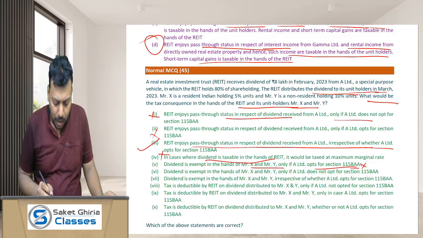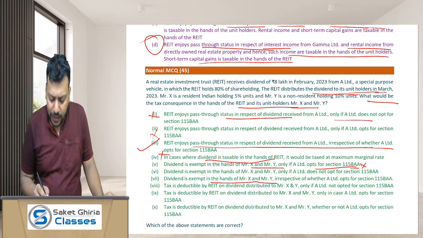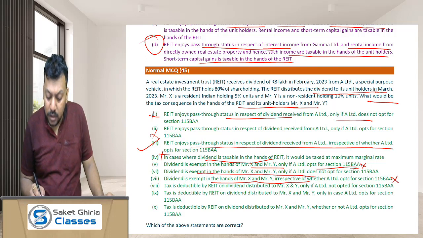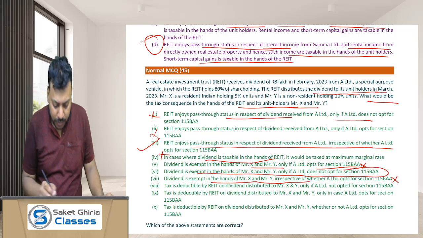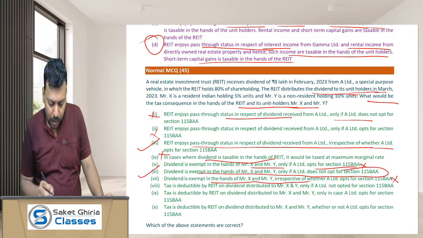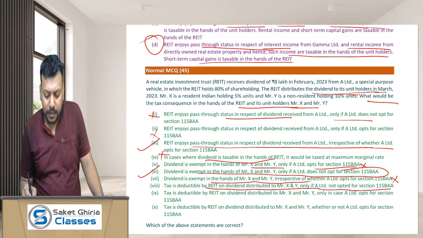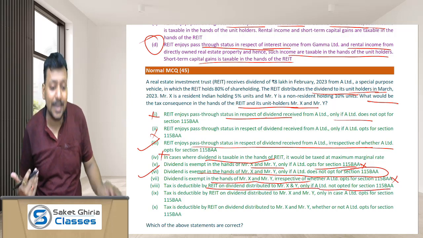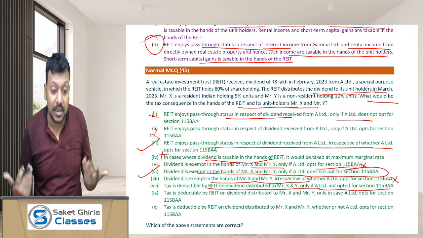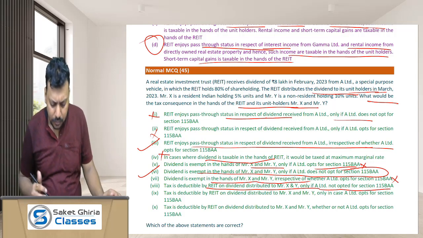Okay. Dividend is exempt in the hands of X and Y irrespective. No sir. Dividend is exempt in the hands of X and Y only if A Limited does not opt for 115BAA. So this option is correct, means 6 is correct. Tax is deductible by REIT on dividend distributed only if A Limited not opted. No sir. If A Limited has not opted, then that income is exempt. Then there is no question of TDS.